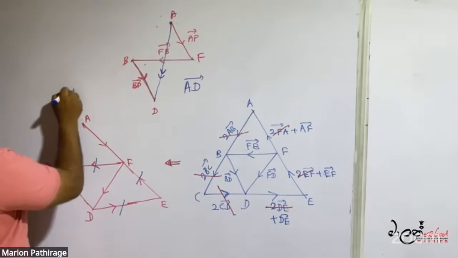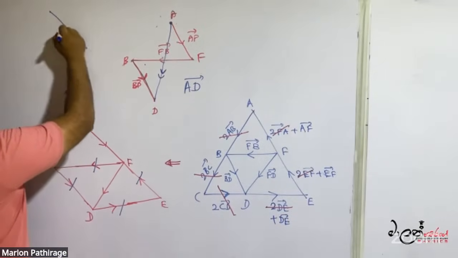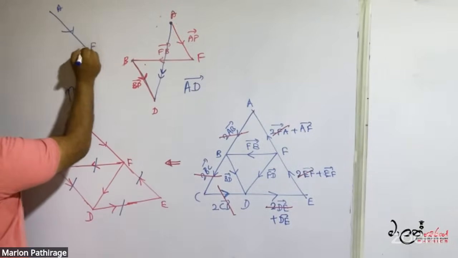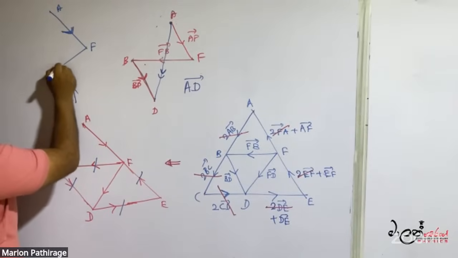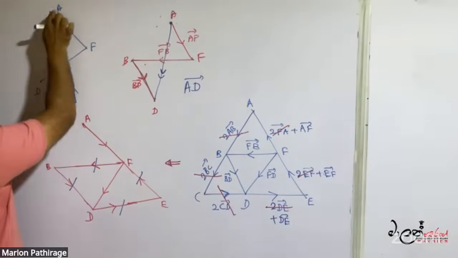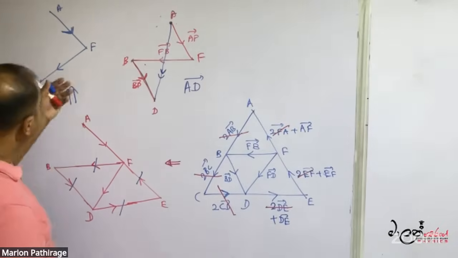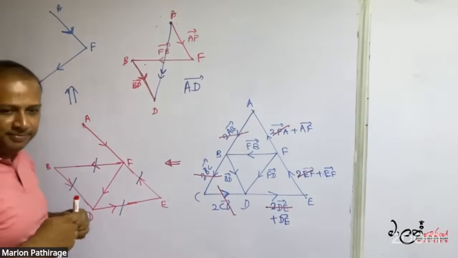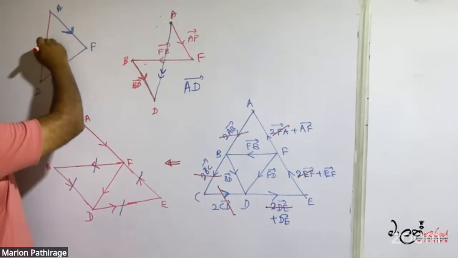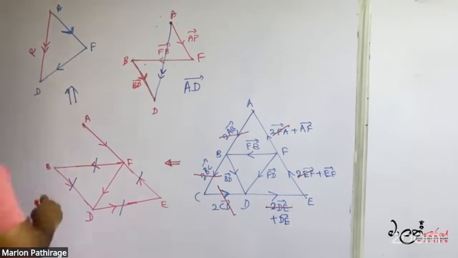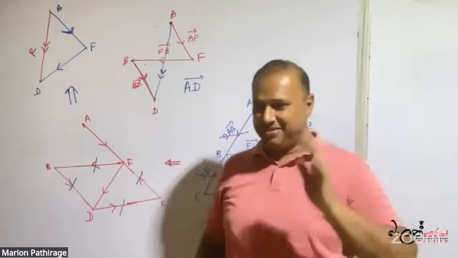Therefore, if I remove 1, 2, 3, 4 vectors, the remaining is the A to F vector and the F to D vector. AF plus FD means if you apply the triangle law, then that should be AD. So the result should be AD.